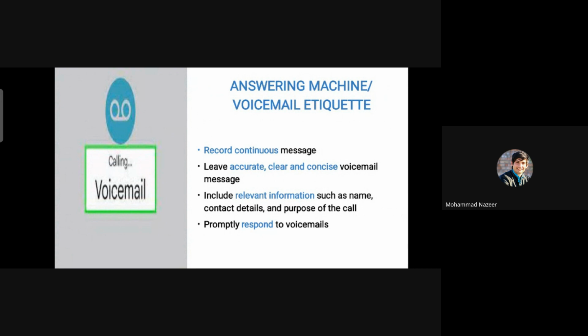Apart from that, another thing, the etiquette which is required is we should include all the relevant information. That means who is speaking, what is the name, what are the contact details, and what was the purpose of the call. So that is a very, very required field, and that is why we use all these things. Apart from that, whenever we are giving our answers through the answering machine or voicemail, we should always respond to our voicemails. So that is something which is required.